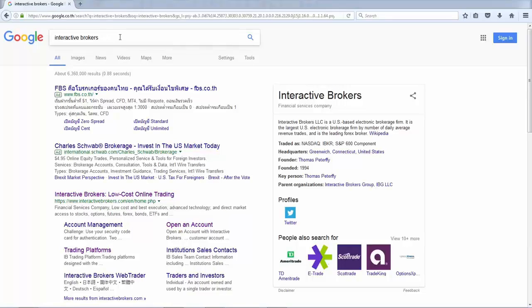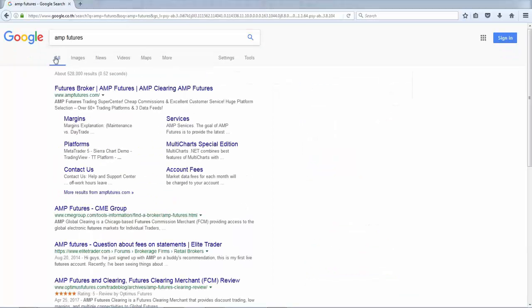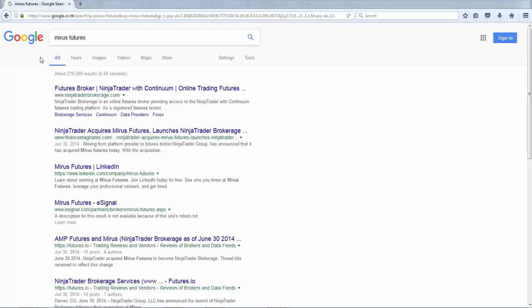So you see, it really varies on who you go with. If you really want to get the rock bottom price, then you want to go with AMP Futures or Mirrors Futures. I don't really know the difference between them. I've never had an account with them before, because I personally don't like NinjaTrader, not that I have any experience with it. I've never used it. I've seen it before, opened it up, took a look at it, and I didn't like it. It's not really my style, but a lot of people use NinjaTrader, a lot of people.